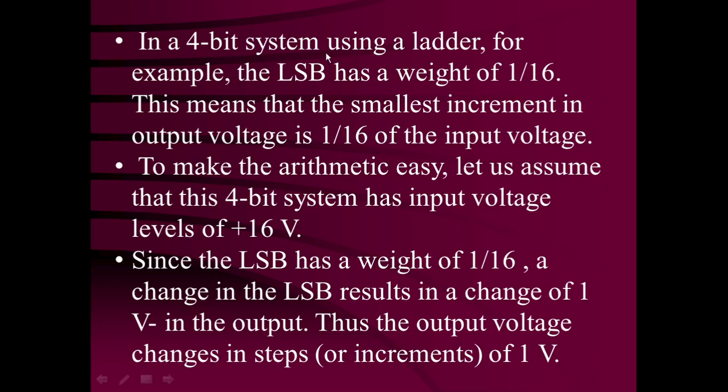In a 4-bit system using a ladder, for example, the LSB has a weight of 1 upon 16. This means that the smallest increment in the output voltage is 1 upon 16 of the input voltage. To make the arithmetic easy, let us assume that the 4-bit system has an input voltage level of plus 16 volt. Since the LSB has a weight of 1 upon 16, a change in the LSB results in a change of 1 volt in the output.